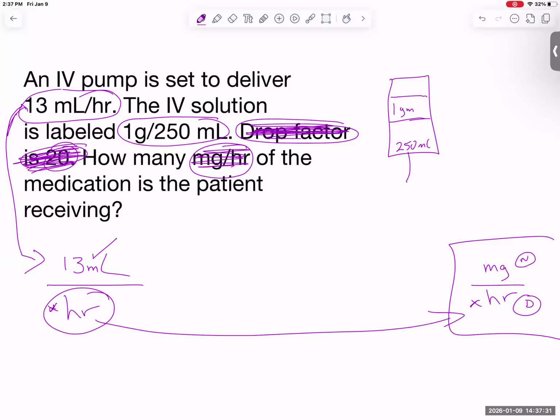No problem. I've used everything in my problem except the concentration of the med. So let me use it. 1 gram in 250 milliliters. So now I've used the concentration. I cross off milliliters. But am I done? I've used everything in my problem, but am I done? No, you have to convert grams to milligrams.